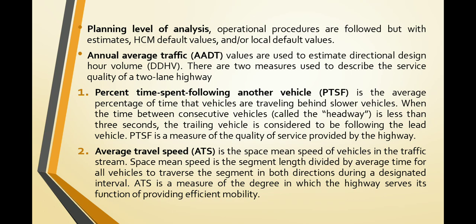Average travel speed, or ATS, is the space mean speed of vehicles in the traffic stream. Space mean speed is the segment length divided by the average time for all vehicles to traverse the segment in both directions during a designated interval. ATS is a measure of the degree to which the highway serves its function of providing efficient mobility.